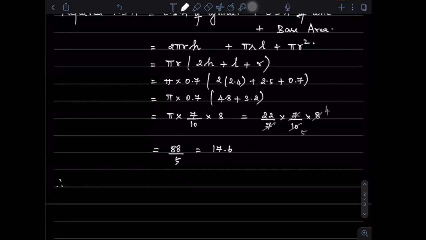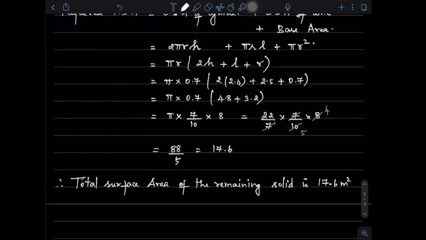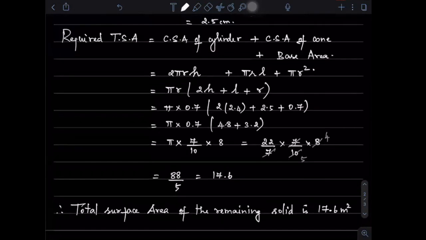So therefore, final answer எப்படி எழுதணும்? எடுத்து எழுதுங்க. Total surface area of the remaining solid is, how much is that? 17.6 meters square. Units. I told you, see, I've covered everything.